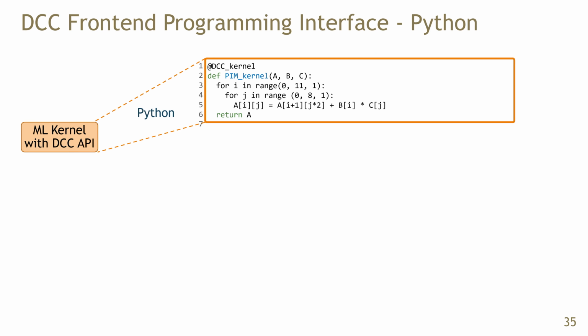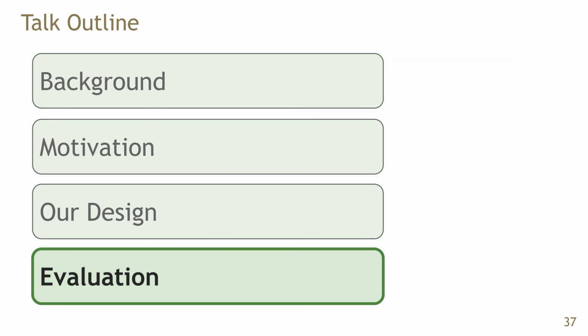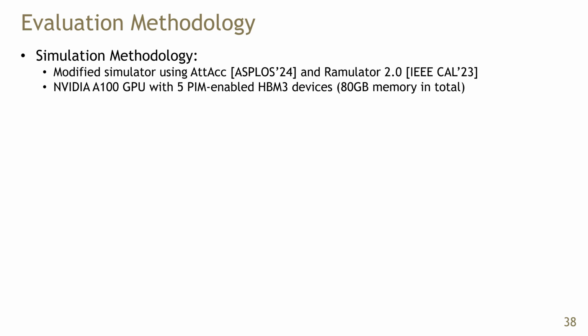The kernel is described by a Python loop list, and with the necessary DCC initialization, this PIM kernel can replace any layer in a machine learning model written with PyTorch. With the data-centric design, DCC shows significant improvement in the evaluation.